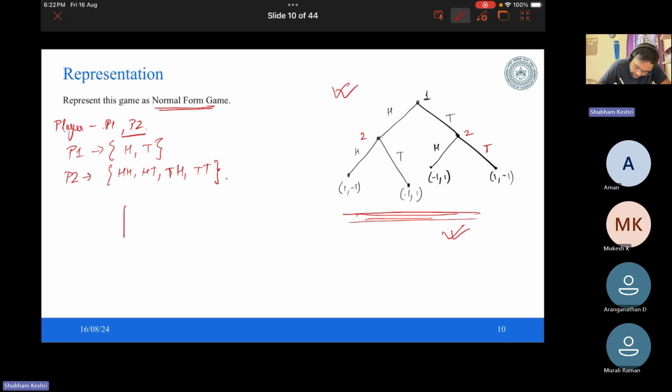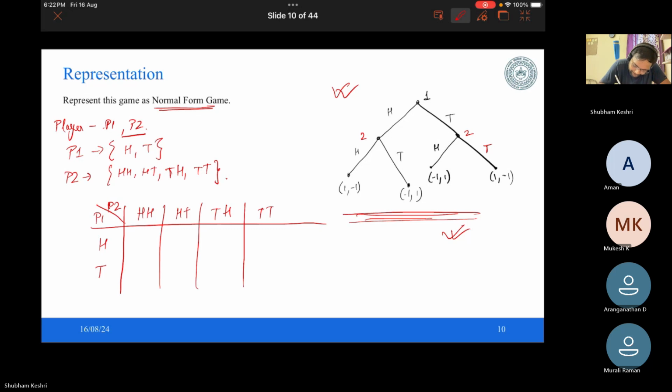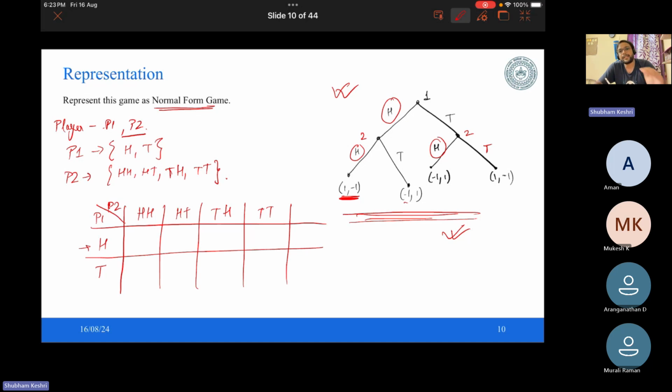Now we can draw the game table easily. Player 1 has two strategies, H and T, and player 2 has HH, HT, TH, and TT. You can just write the utilities. When player 1 is playing H and player 2 is playing HH, this is where the game will end. Therefore, 1 comma minus 1 will be the utility for this combination of strategies. Is this all right?